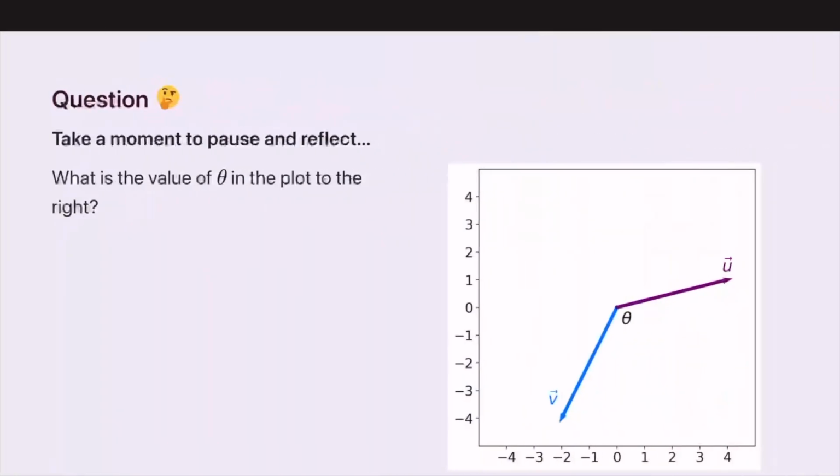So let's go ahead and you pause the video and try doing it again on your own. This is a slightly more difficult one, but still the same operation. Okay, let's begin this one. Again, we have the vector u and the vector v. The vector u is 4, 1, and the vector v is -2, -4.